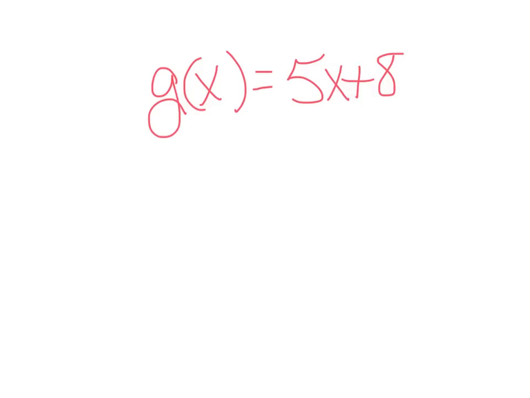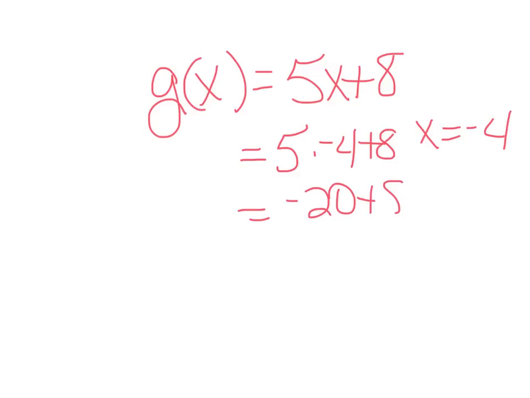Okay, now if you have a function and the directions tell you to evaluate the function when x equals a number, so we're going to say to evaluate this when x equals -4, all that means is that we are going to substitute -4 in for x. So we would have g of x equals 5 times -4 plus 8, so that would equal -20 plus 8, and so that would equal -12.